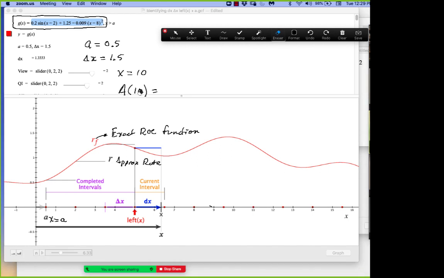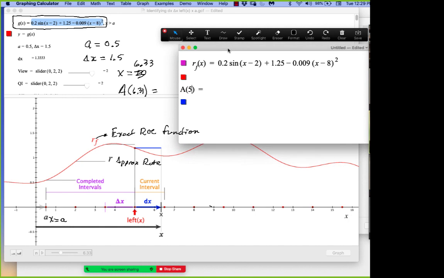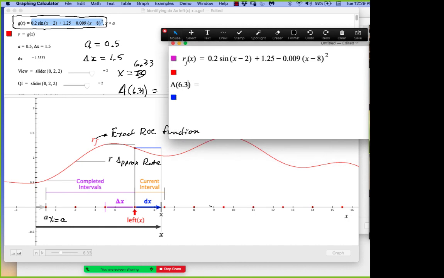So help me out. You guys are going to do this. What will I type in my GC file here to calculate A of 6.33, based on this approximate rate that's built from this exact rate, starting from 0.5 with delta x of 1.5 and at x equals 6.33? What should I type in to get that amount of accumulation?